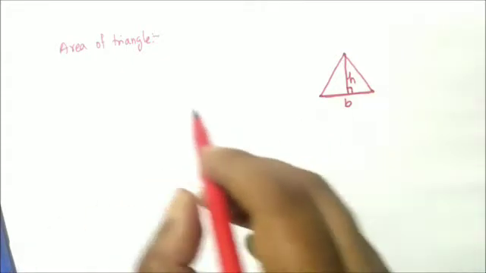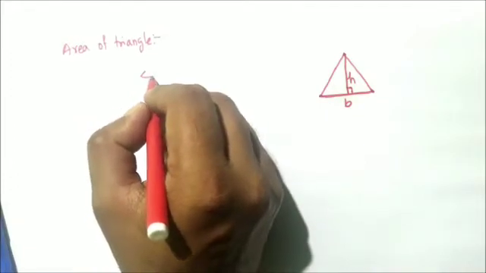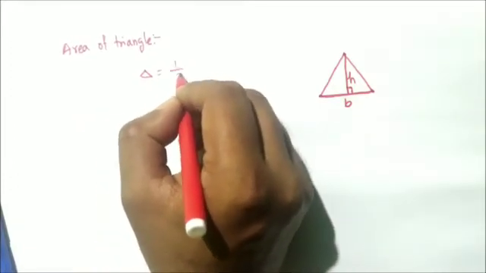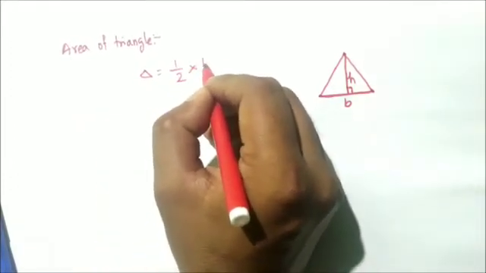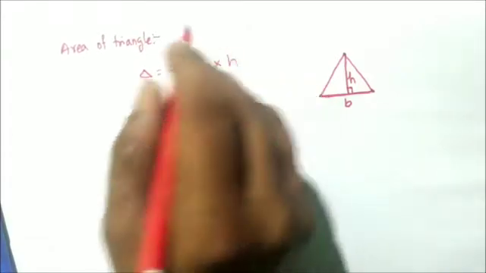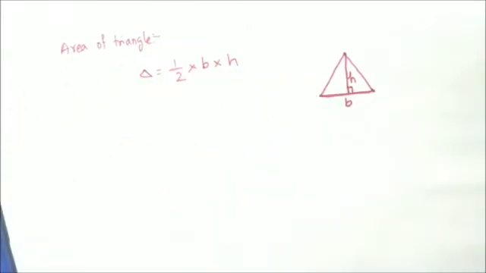Now the formula is what? The area of a triangle is half into base into height. So this is a very simple formula, and perhaps you know the area of a parallelogram was base into height, right? And here it is half into base into height. It means the area of a triangle is half of the area of a parallelogram, right?